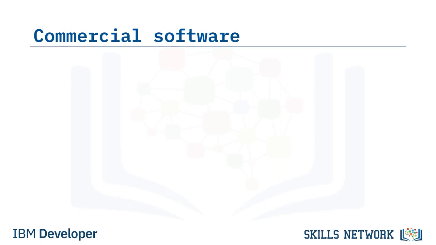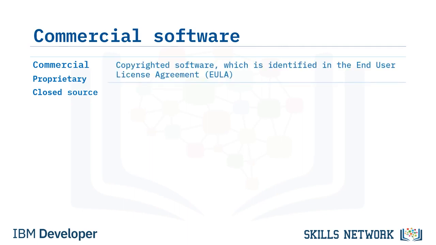So, what is commercial software? Commercial software, also sometimes referred to as proprietary or closed source, is copyrighted software. When individuals or companies purchase the software, they must acknowledge the software developer's copyright, which is identified in the End User License Agreement, or EULA.